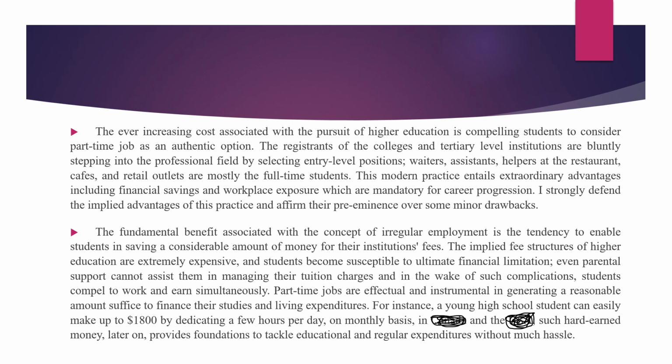I strongly defend the implied advantages of this practice and affirm their preeminence over some minor drawbacks. So whenever you are writing advantages outweigh disadvantages, you can mention this sentence, that you strongly defend the implied advantages of this practice and affirm their preeminence over some minor drawbacks. There are some minor drawbacks, and for this you will be mentioning a solution as well, or a way to tackle that problem.